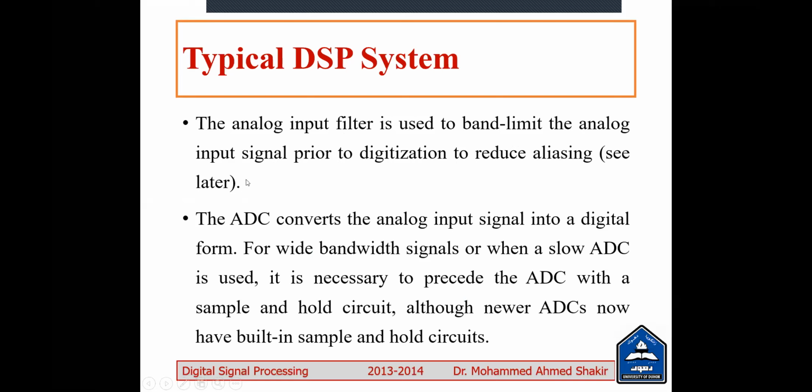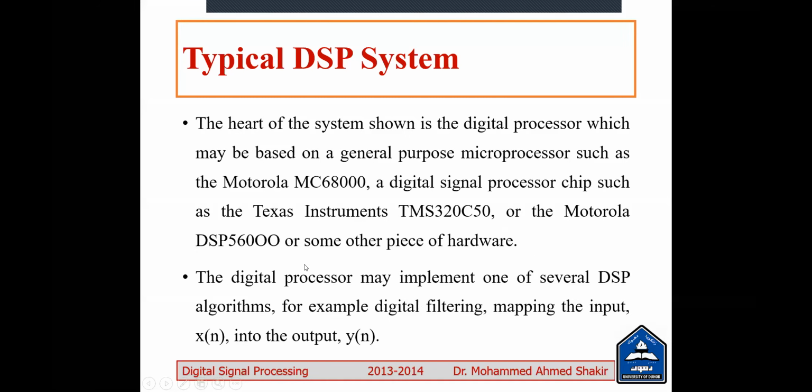The ADC converts the analog input signal into a digital one. For wide bandwidth signals, or when a slow ADC is used, it's necessary to precede the ADC with a sample and hold circuit, although newer ADCs now have a built-in sample and hold circuit.